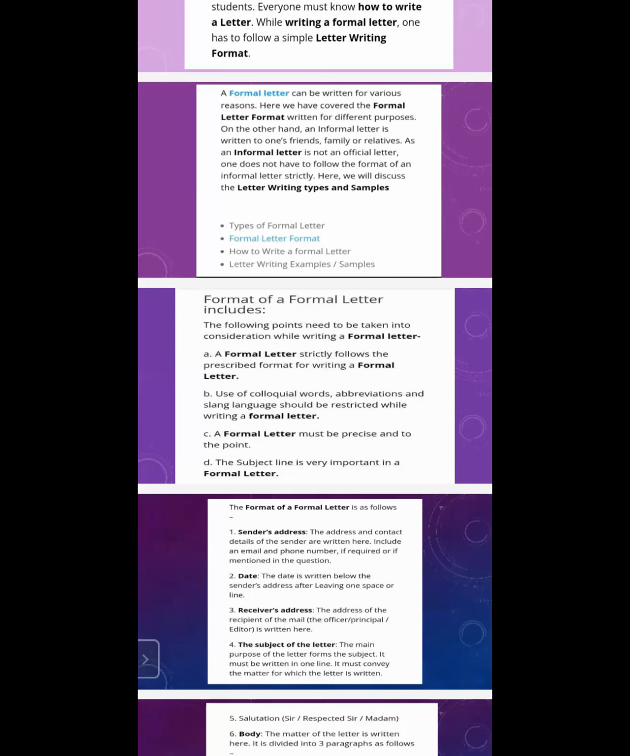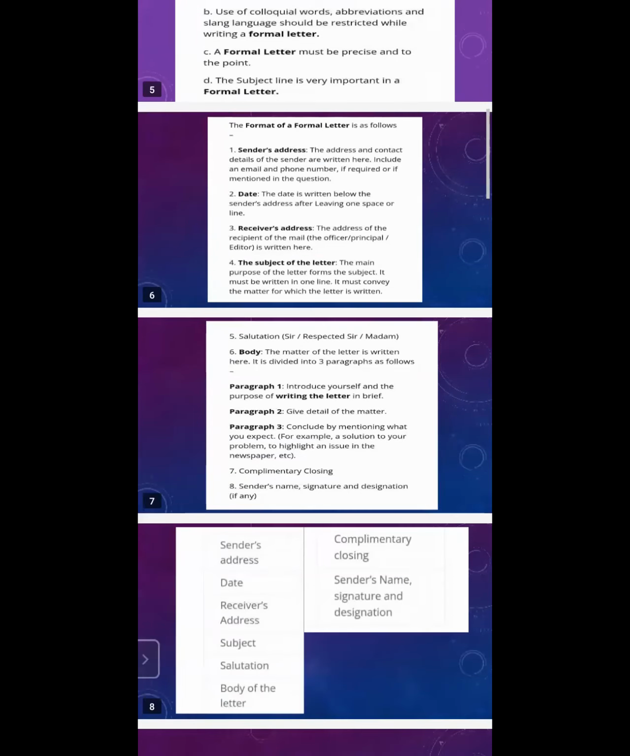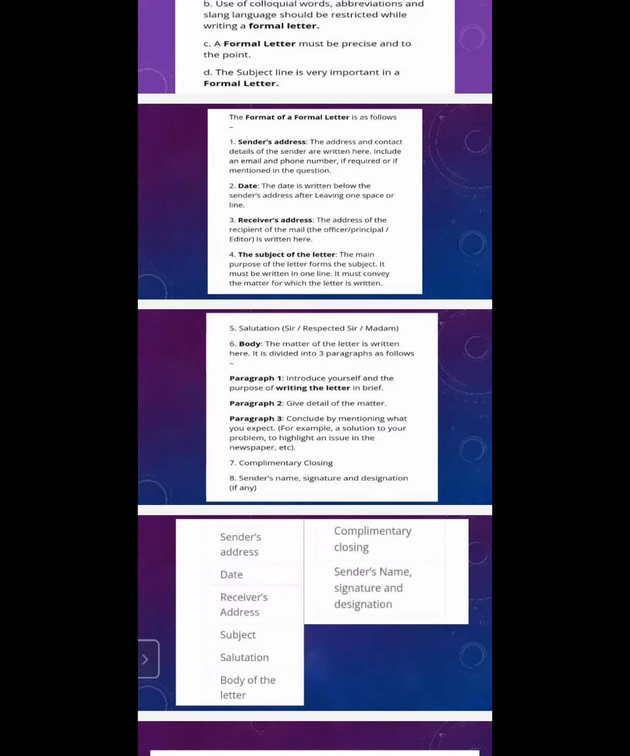The format of a formal letter is as follows. What is the format of the formal letter? First, there should be a sender's address. What will come in the sender's address? The address and contact details of the sender are written here. Include an email and phone number if required or if mentioned in the question. Sender's address means, suppose you are writing the letter, then your address will come. You are the sender. All the address details of the sender will come in the sender's address.